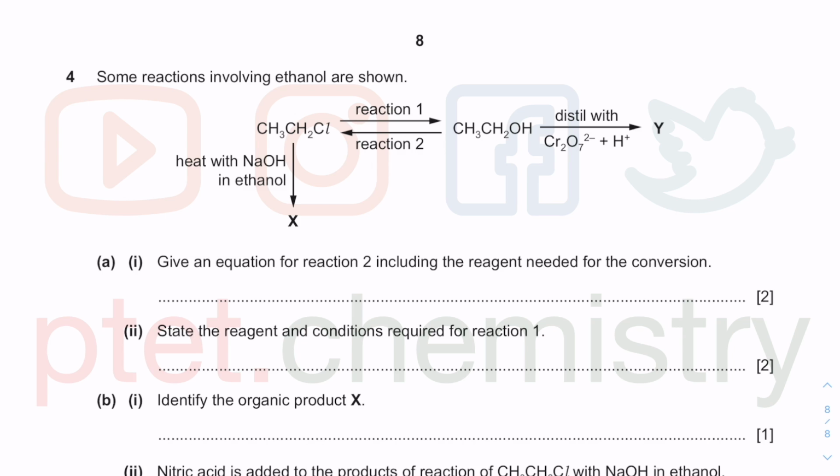In this question, we have organic chemistry involving ethanol. So ethanol is this CH3CH2OH. If I start drawing things in skeletal, I will be better equipped once I draw it out and I can see what is happening there.